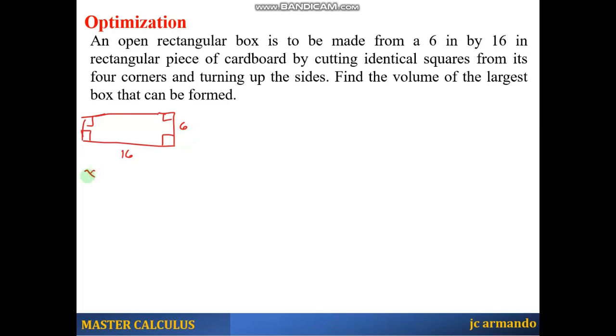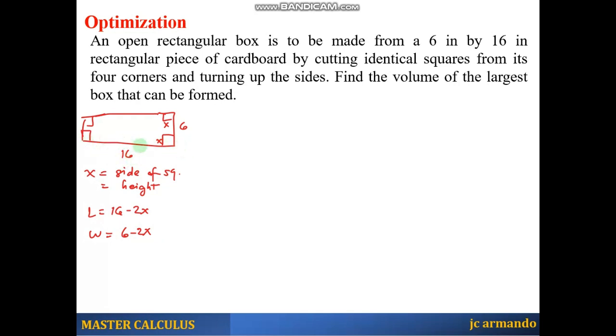Kung x yung height or yung side ng square, yan din yung height, di ba? Yan yung height ng magiging box natin. So ito, x ang dimension niyan. Ibig sabihin, magiging length ng box is 16 minus 2x. Then yung width niya magiging 6 minus 2x. Bakit? Kasi yung isang side dito is x, the other side is x. So, mababawasan ng x plus x yung length.